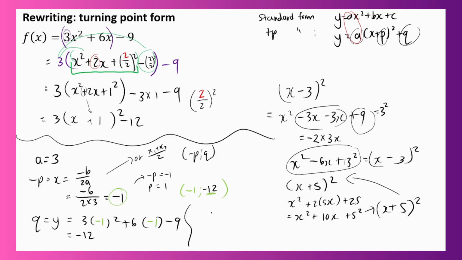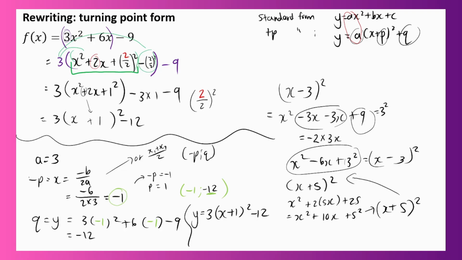So if you want to go substitute it in, like brute forcing your way to turning point form, you didn't have to calculate A. A was given to you as 3. Then this is the form. There's a minus 1, so it would be a plus 1. There's a minus 12, so it will stay a minus 12. And you see we get exactly the same answer. Okay.